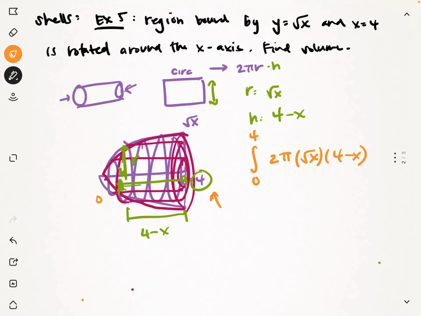Let's clean it up a little bit. So let's say 2 pi is outside, right? Because we can take any constants outside. And then on the inside, if I distribute this square root x, I think it's going to be easier. So we get 4x to the 1/2 minus square root x times x, which is going to be x to the 3/2.